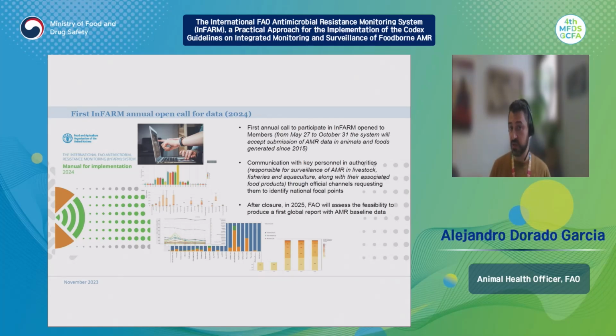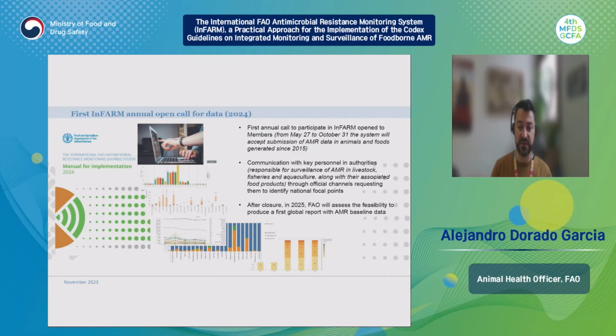A communication was sent from FAO through official channels to the FAO representatives and also to the FAO liaison offices to contact the national authorities, the key personnel responsible for AMR surveillance across the food chain. These are responsible officers at the national level for antimicrobial resistance surveillance in livestock, fisheries and aquaculture, and also their associated food products. Through this official call, we have received nominations of INFAM focal points from countries that have already started to submit antimicrobial resistance data and information.